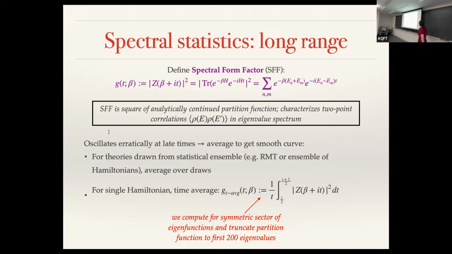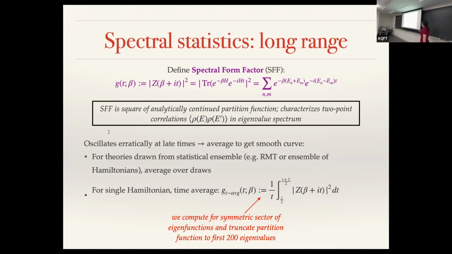And so it's basically you analytically continue your parameter to have an imaginary time piece, and this exponential factor oscillates rapidly when you take t to infinity. And so it's common to average this function in order to get a smooth curve for this form factor.